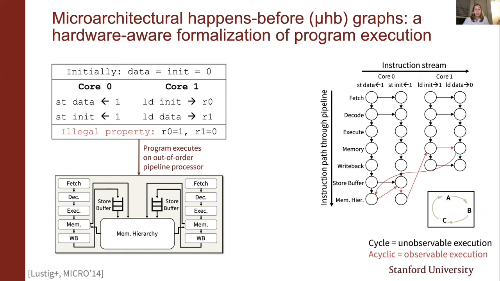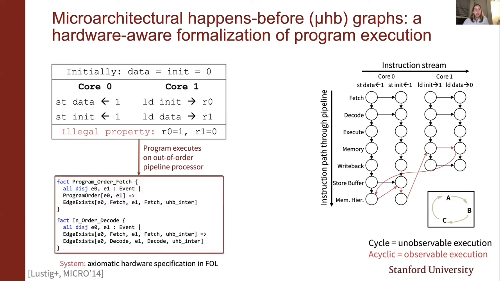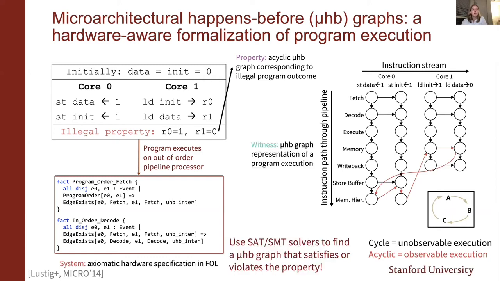Going back to our goal from the previous slide of formalizing the search for hardware-specific program executions that can violate program correctness or security properties, we can formally specify our hardware design axiomatically in first-order logic. So this is the formalization of our system. We can formalize our property as an acyclic UHB graph that corresponds to the illegal outcome we are evaluating. And finally, we can use automated reasoning tools like SMT or SAT solvers to find a witness to the property like the acyclic graph on this slide.